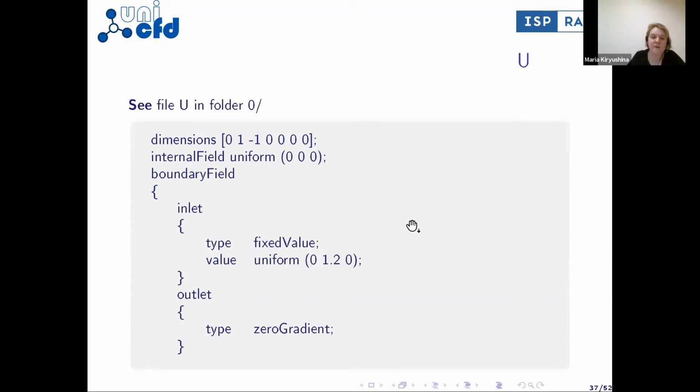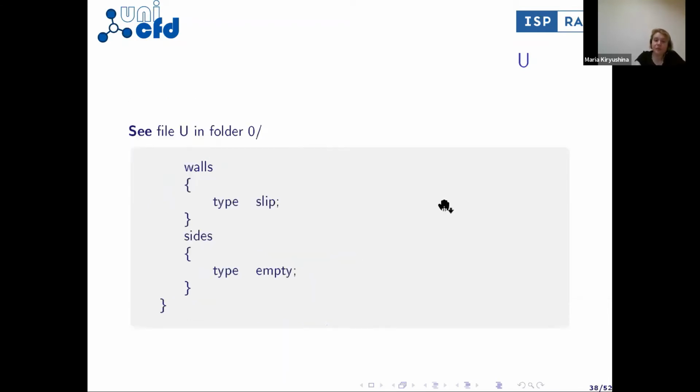Let's consider the file for the velocity in folder 0. The dimension is meter per second. Inside the field, the velocity equals 0. For inflow, the velocity equals 1.2 in y direction. For outflow, zeroGradient. On the walls, we have the condition of slip.